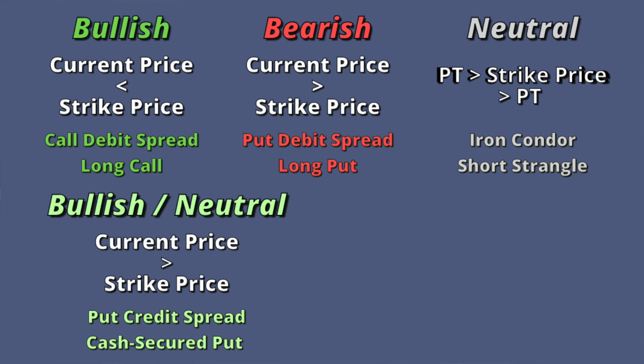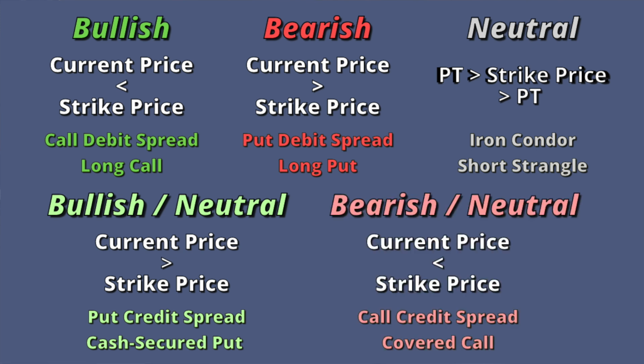And then you can also be bullish to neutral. So you can assume that the stock is either going to trade flat or go up. And the best way to trade that would be a put credit spread or selling a cash secured put. Or you could be bearish to neutral, so you're assuming that the stock will either trade flat or come down. And with this, you could either do a covered call or you could do a call credit spread. So those are all the strategies for different sentiments.